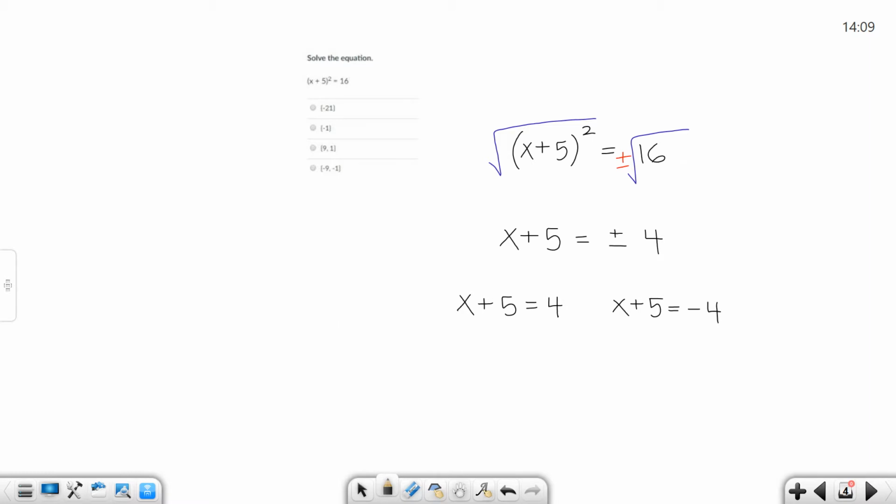Break it into 2 equations. So I'll move the 5 over here, and x would equal negative 1. And I would move the 5 over here, and x would equal negative 9. So my values are negative 1 and negative 9. Be careful, there are lots of very similar possibilities. I want negative 9 and negative 1.